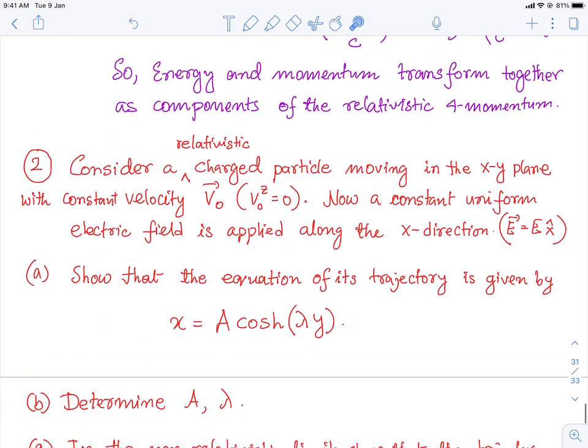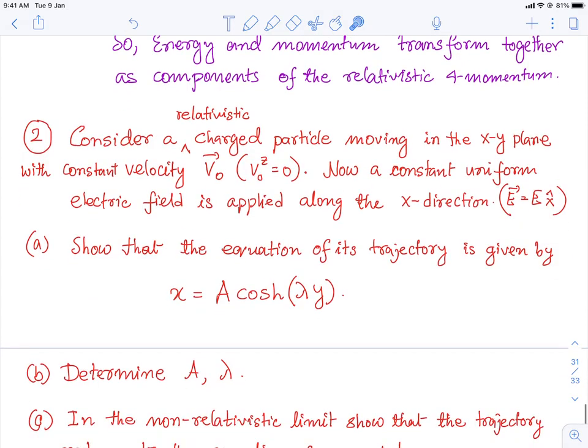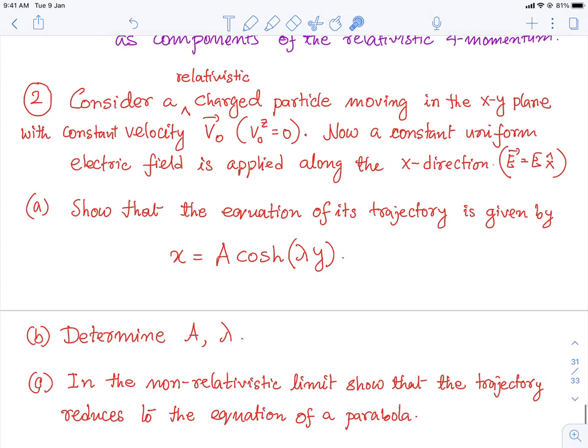Okay. So now there are 2 very important applications. I'm going to give this to you in your assignments, but I wanted to say a few words. That's why I've written it up here also. So you see, let's say now you have a charged particle moving with some constant initial velocity v naught, in some xy plane. Just let's say you have just the xy plane.